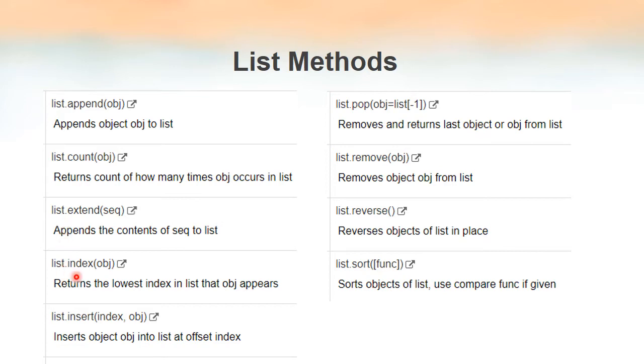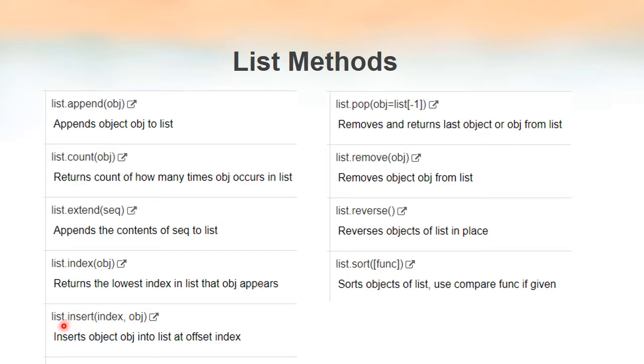Then if you want to find out the index number or index location of a particular element, we can make use of this index method. So list.index(obj) returns the index number at which this object occurs inside this list.